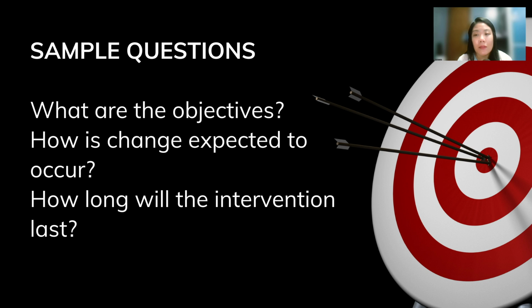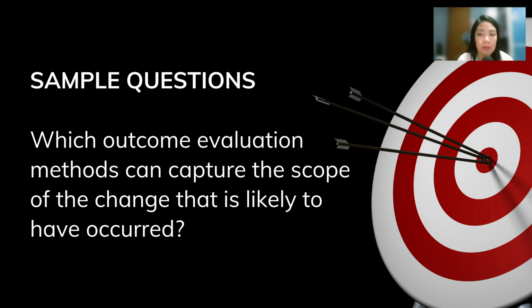Next sample question is, how long will the intervention last? What kind of changes in attitude, awareness, behavior, or policy can be expected in the allotted time? Sometimes when the outcomes are measured, activities or interventions will not have been in place long enough for objectives to have been met. Proceeding to the last guide question: which outcome evaluation methods can capture the scope of the change that is likely to have occurred?